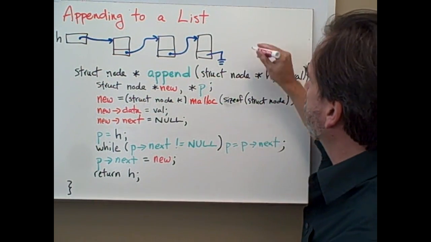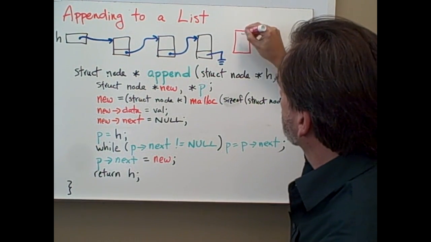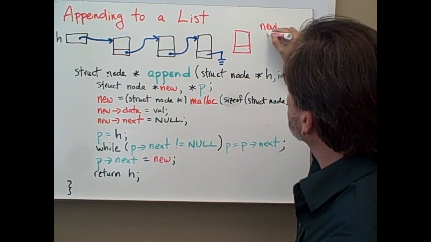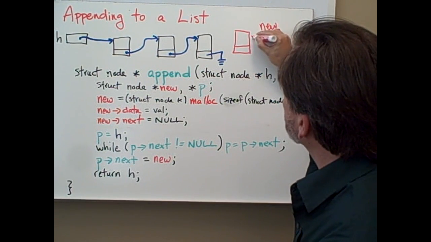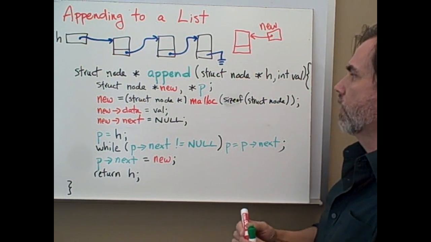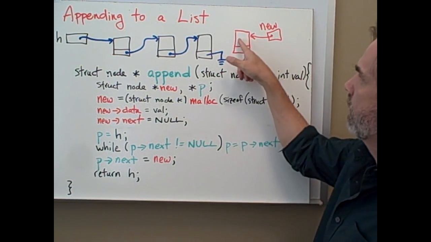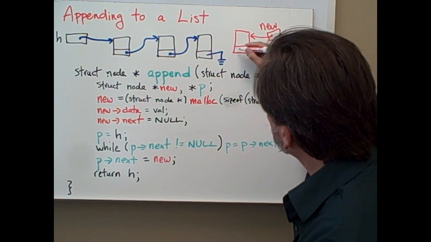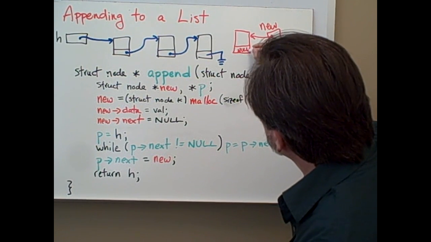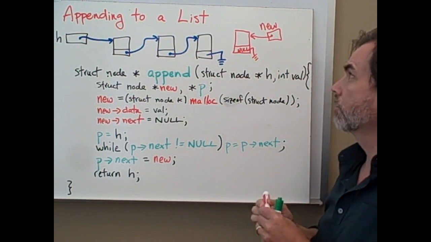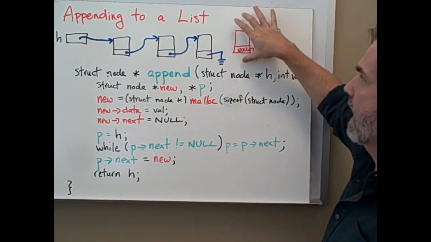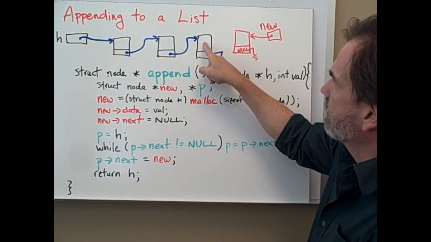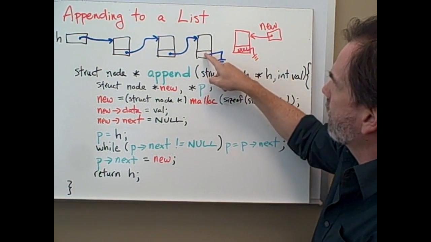So again, we have to create a new node, so we allocate using malloc a new node. New is a variable that points to this new node. Okay, so malloc, size of struct node, fill in the value, set the pointer to null. Okay, so here's our new part of the list. Now we want to add this to this list. Okay, well, what we want is for the tail node to now point to the new node.